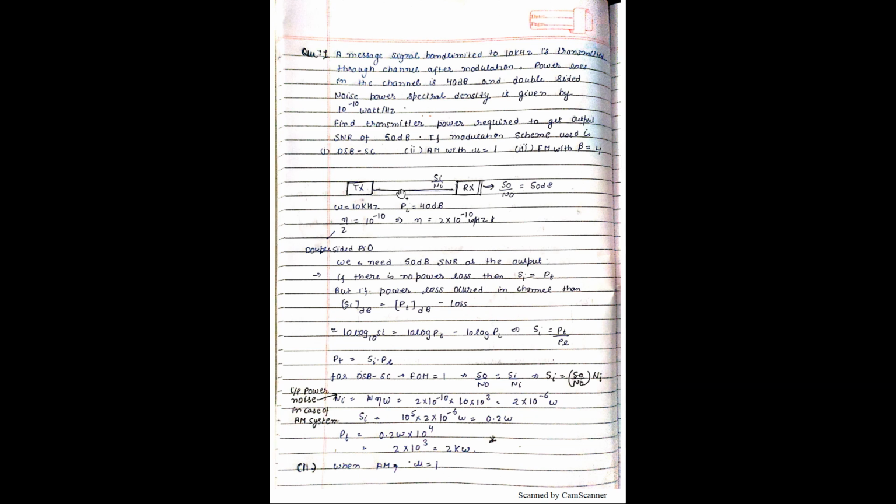Now, this is the expression for the transmitter. There is a receiver. We will transmit the signal from there with some amount of power. In the channel, some loss occurs. After that, the signal is received at the receiver, and we get it at the output. In this case, we need 50 dB SNR at the output, a 50 dB signal to noise ratio.